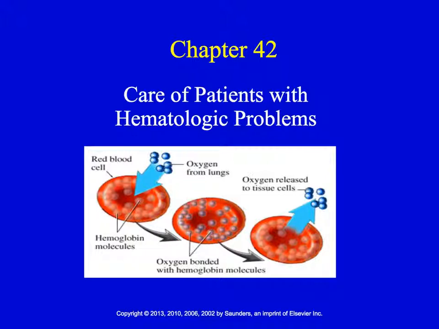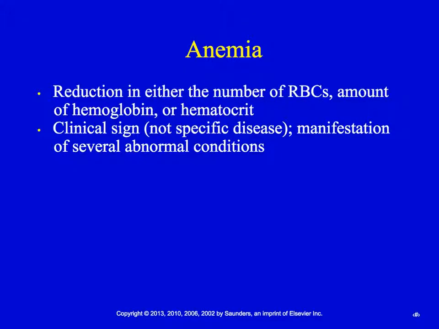There are lots of different manifestations of a hematologic problem. We're going to talk about each one as we go through this presentation. So, a good definition of anemia: anemia is an umbrella term that encompasses a lot of different types of anemias. The definition is a reduction in either the number of red blood cells, the amount of hemoglobin, and/or hematocrit. So let's talk about those three things. The red blood cells we know are produced in the bone marrow as stem cells, and they mature into red blood cells, and they have the oxygen carrying capacity on them.